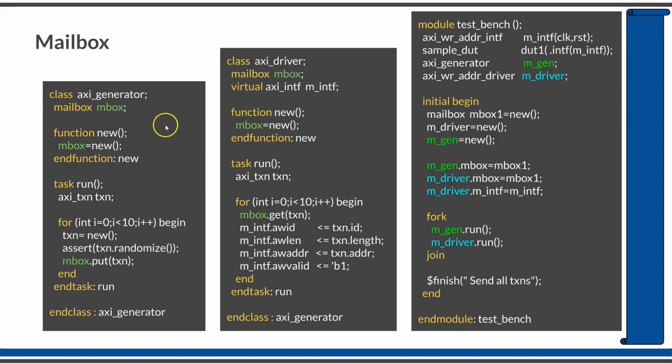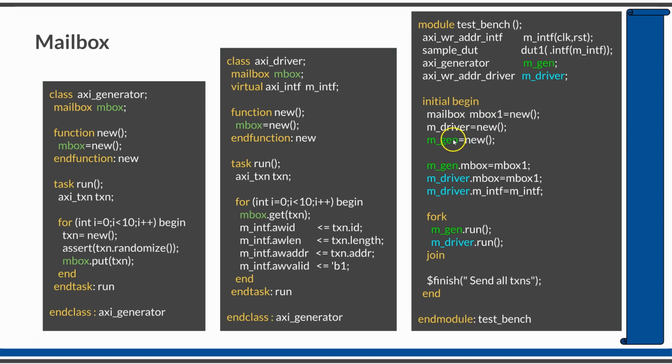Now, in order to use these two classes in the testbench, you need to create these classes and connect them appropriately. That is done in this testbench module, where we are instantiating the interface and the DUT and the generator and the driver. Note that mgen is the generator name and mdriver is the driver name. In the initial begin block, first a local mailbox is instantiated with the name mbox1, and the driver and generator are created using their new function.